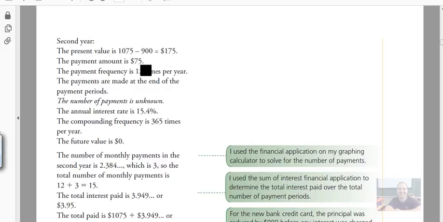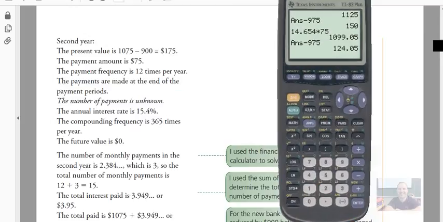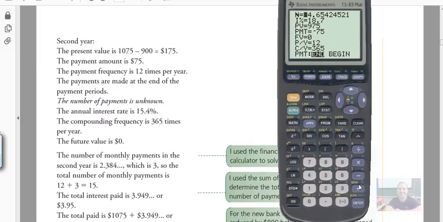The payments are still 75. The payment frequency is 12. The payments are made at the end of the period. Interest rate 15.4, compounded 365. So what we need to do then is adjust, go back to our TVM solver. All right. Let's clear that. Let's change the interest to 15.4. Future value is still going to be 0. Okay, the present value, though, is only 175.